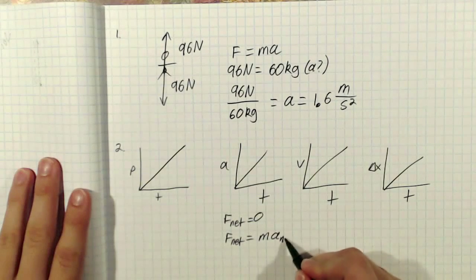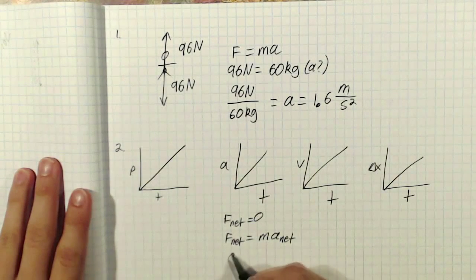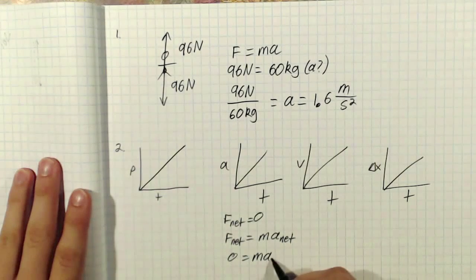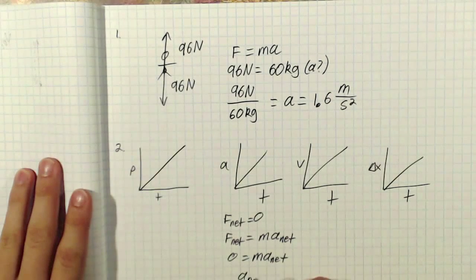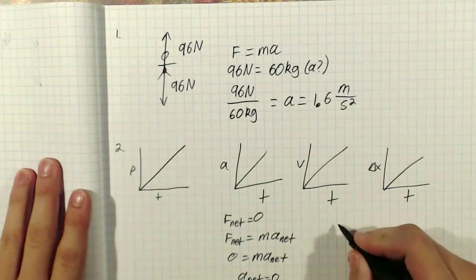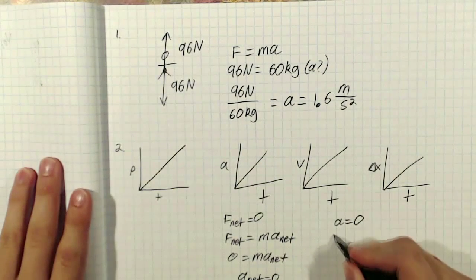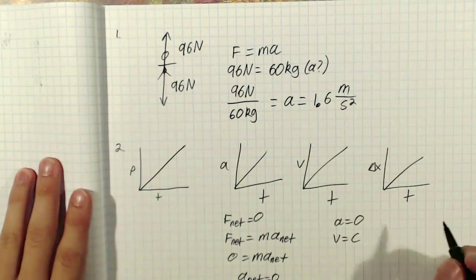So, no unbalanced forces means the net force equals 0, and since the net force equals mass times net acceleration, and this equals 0, then since mass isn't equal to 0, that means our net acceleration has to equal 0. And when you have 0 acceleration, your velocity is a constant.